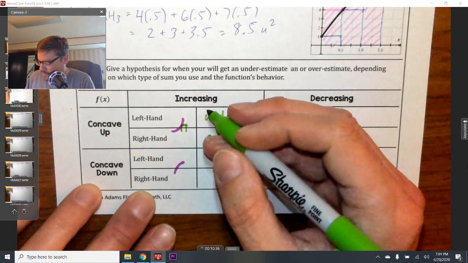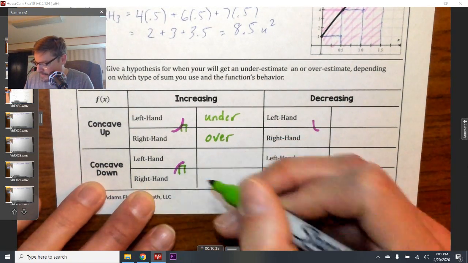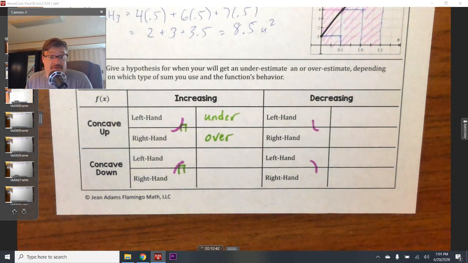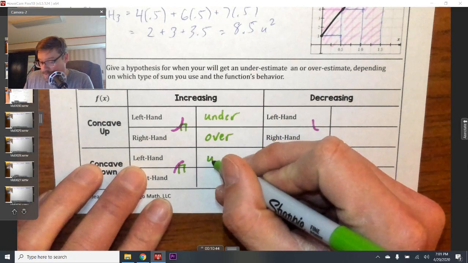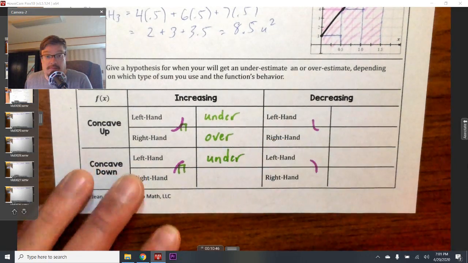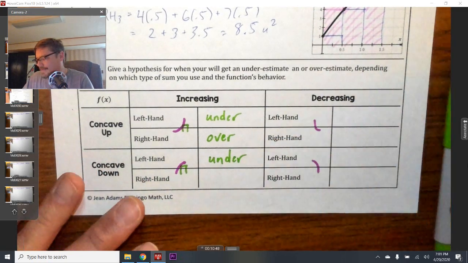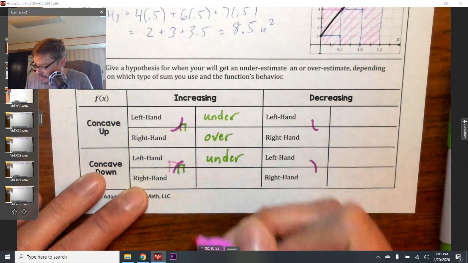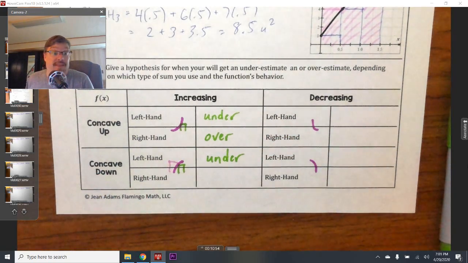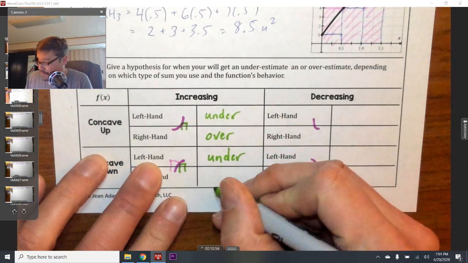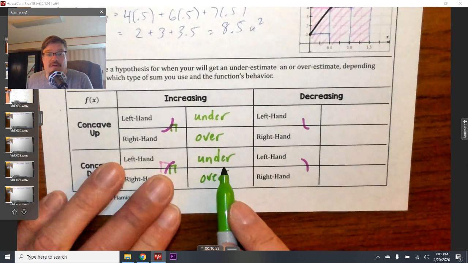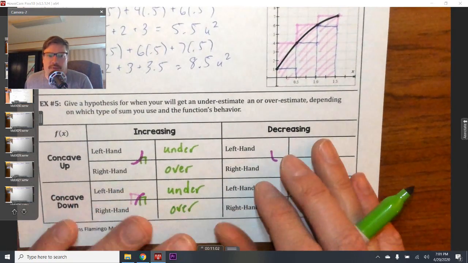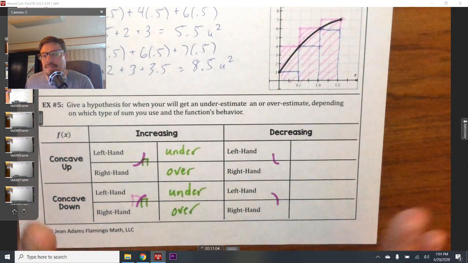If I have the left, you can see that my rectangle would again be under the curve. So my left-hand sum would be an under. And my right-hand sum, which I'll just prove to you, would look like that. So that would be an overestimate. So that's over. But again, if you figure out that the left is under, then the right has to be an over. So you can probably understand that this is going to flip-flop.